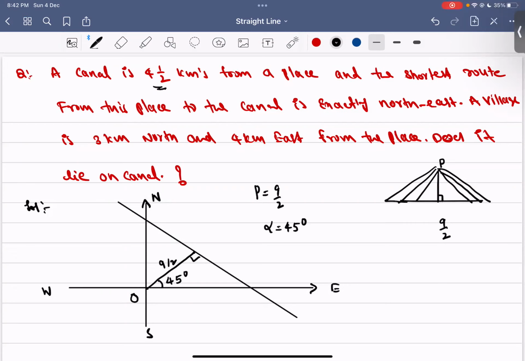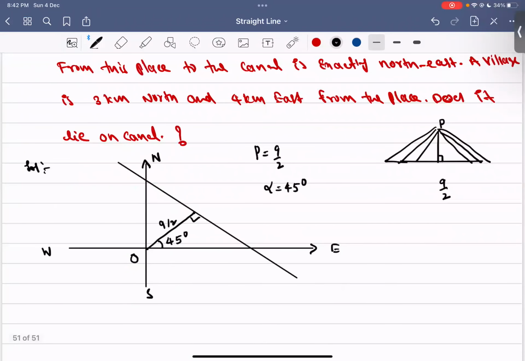Okay, just a minute. What we have done? A canal is 4.5 kilometers from a place, and the shortest route from this place to the canal is exactly northeast, right? Now see, now what is the canal equation?